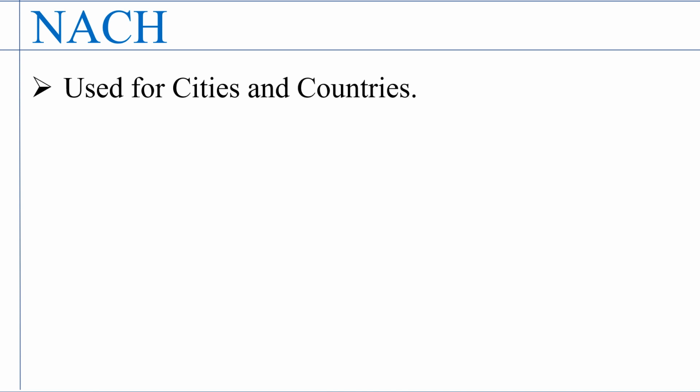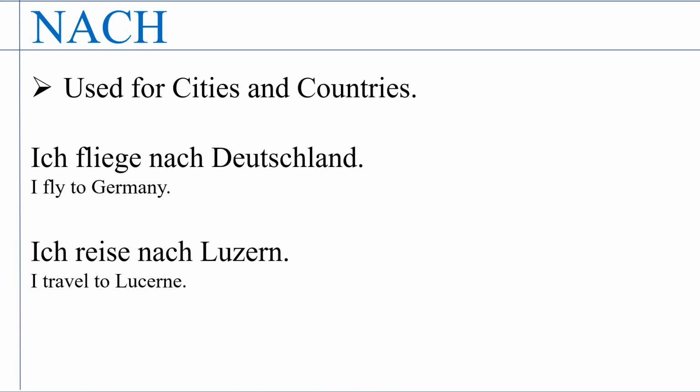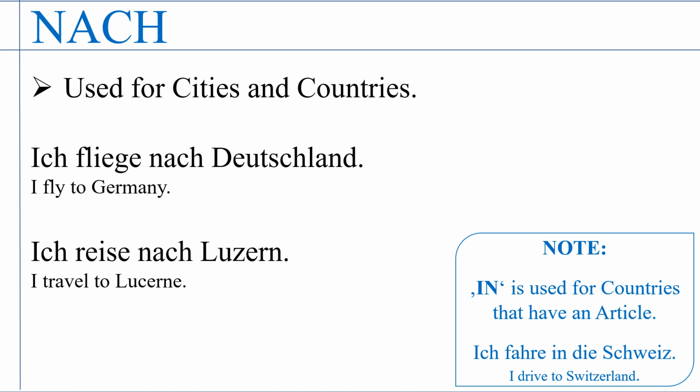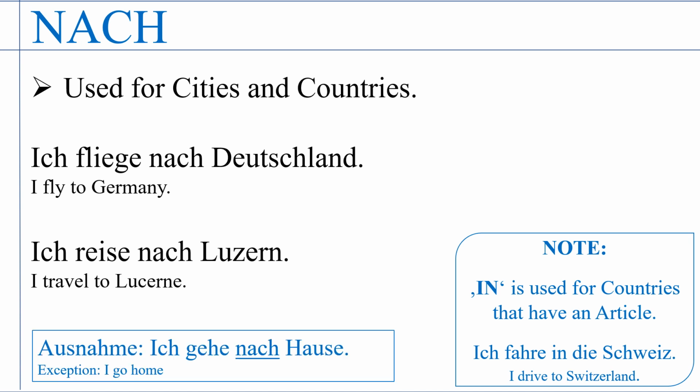Nach is used for cities and countries. For example, ich fliege nach Deutschland and ich reise nach Luzern. Note that in is used for countries that have an article. For example, ich fahre in die Schweiz. An exception is ich gehe nach Hause.